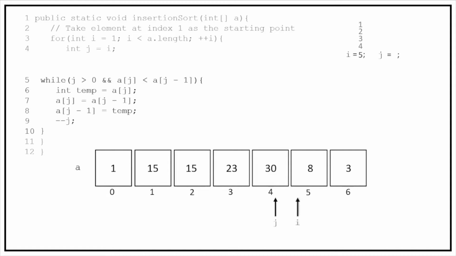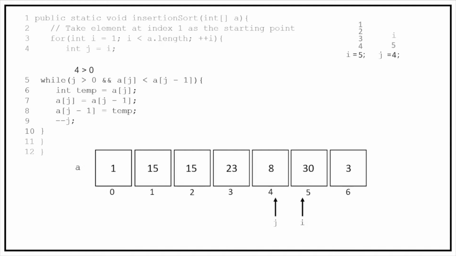I is now equal to 5, J is equal to I, and so J is equal to 5. Now we ask the question again. Is J greater than 0, or is 5 greater than 0? True. And is A at J less than A at J minus 1, or is 8 less than 30? True. This means we swap and de-increment J. Now J is equal to 4.